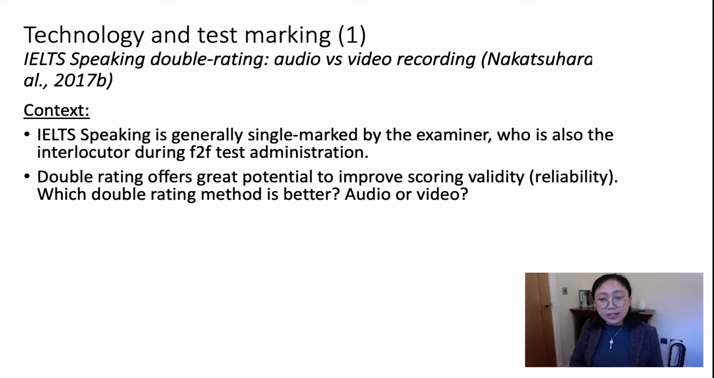for a test. The question is now, which one is better, really? The audio rating or the video rating? By audio rating, I mean rating based on the audio recordings of the test taker's performance.